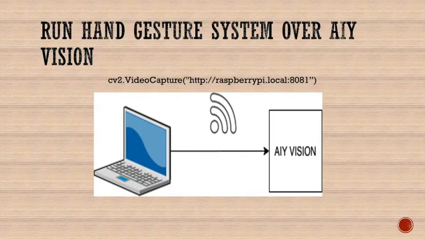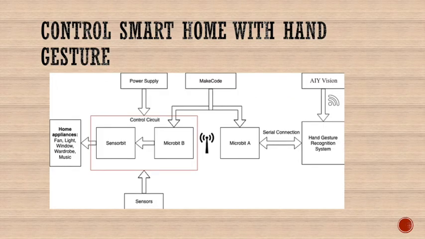Instead of using the webcam, we use ARY Visions or Raspberry Pi camera. It's used over Wi-Fi connections, which the Pi camera considers as the camera server. The configuration is done using SSH terminal and get the IP address, of which it is then put into the hand gesture system. This diagram summarizes how to control smart home remotely.